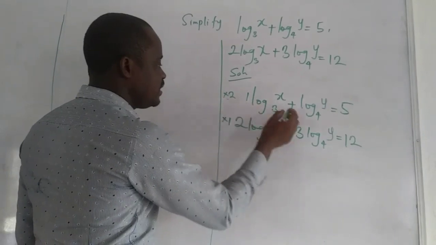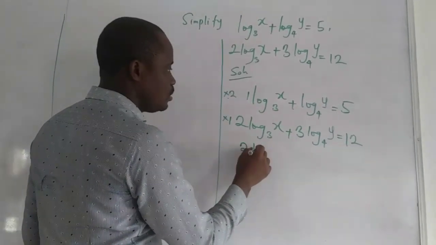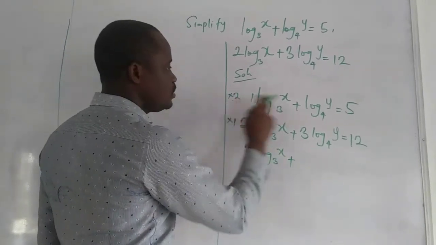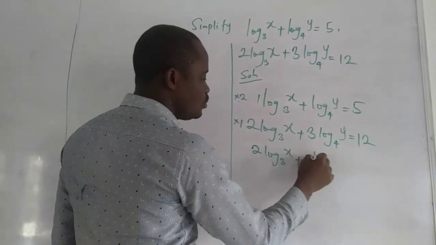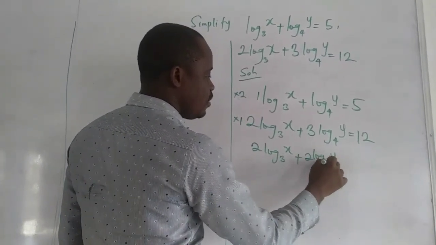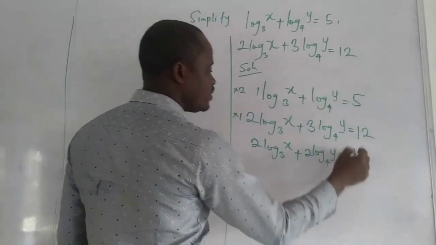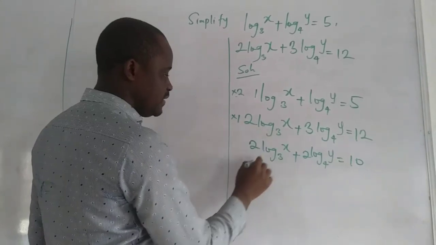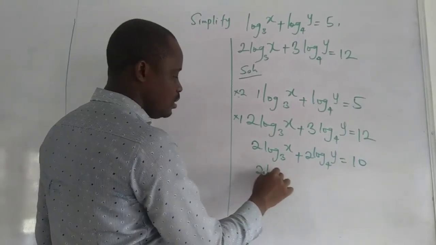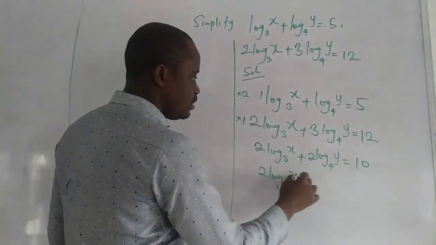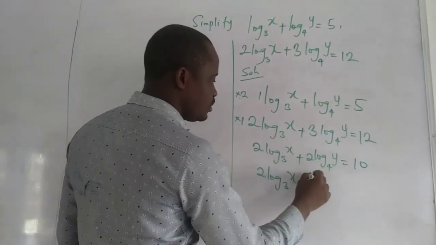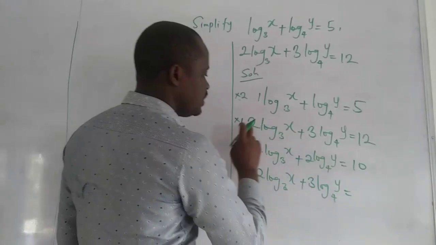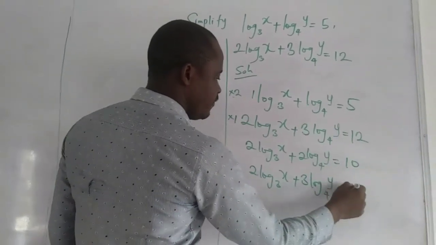Then this times this gives you what? 2 log x to base 3 plus 2 times this gives you 2 log y to base 4 equals 2 times 5, which is 10. Then from here, just put 1 times this, which gives you 2 log x to base 3 plus 3 log y to base 4 equals 12.